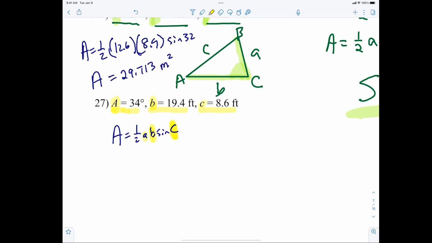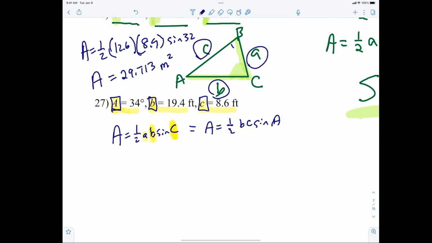B and C, because they're different. You could write A equals 1/2 BC sine A. But it's not necessary for me to do that. I just look at these. If all these letters are different, I just plug it straight into the formula. Because if I wanted to, I could give you 3 sides and you'd have to find an angle.